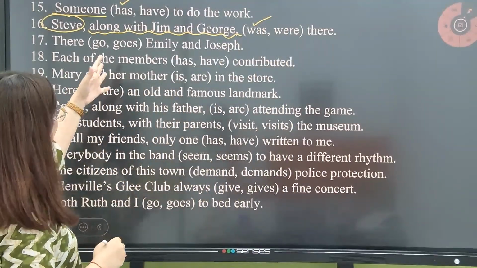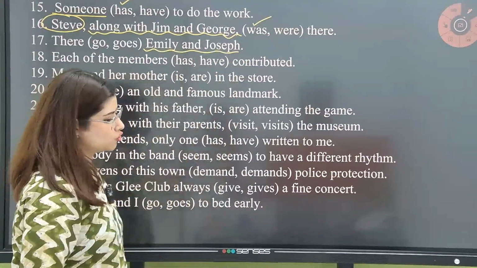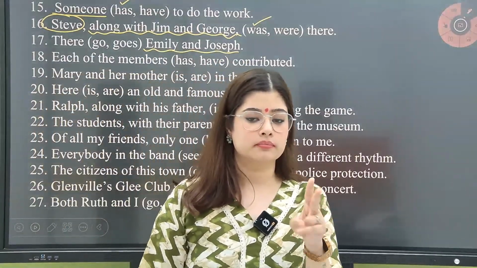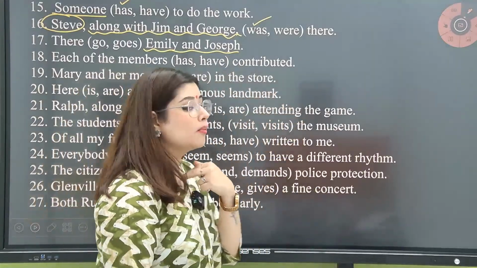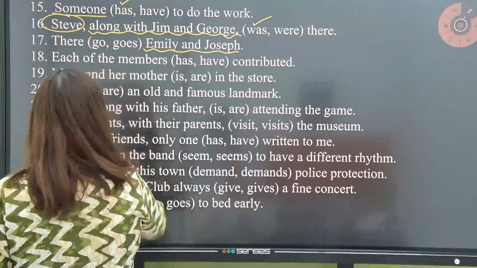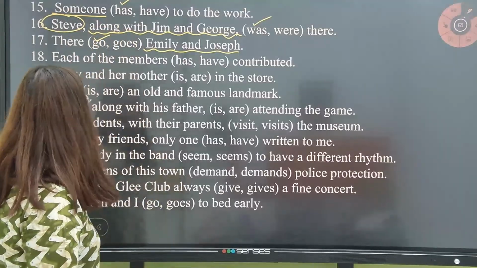There, dash, Emily and Joseph. Now, Emily and Joseph, two people. My subject here is plural. So I will use a plural verb form. There go Emily and Joseph.